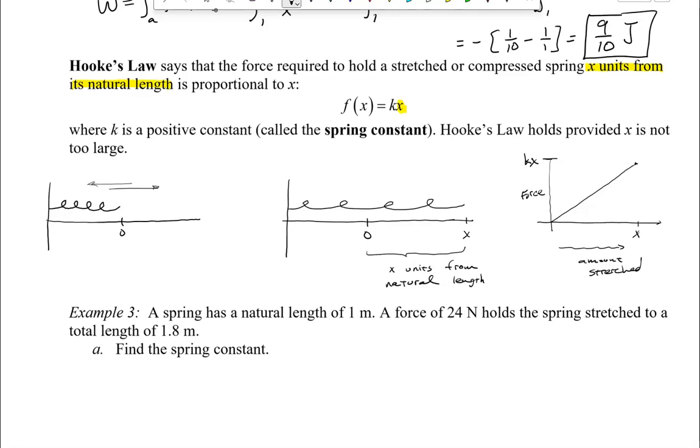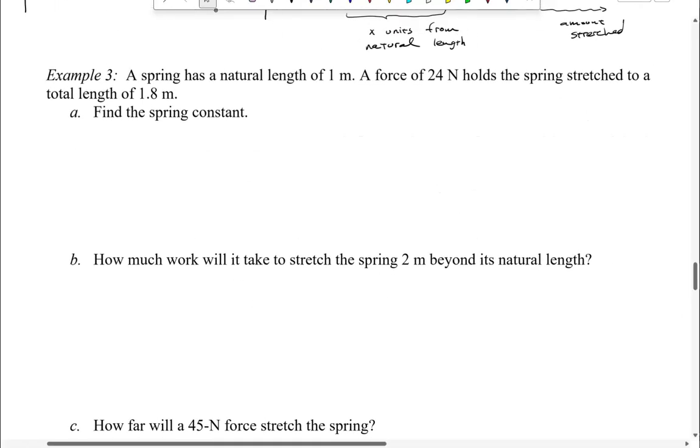So let's go ahead and look at example 3. A spring has a natural length of 1 meter. A force of 24 newtons holds the spring stretched to a length of 1.8 meters. They want us to find the spring constant and then find how much work will it take to stretch the spring 2 meters beyond its natural length.